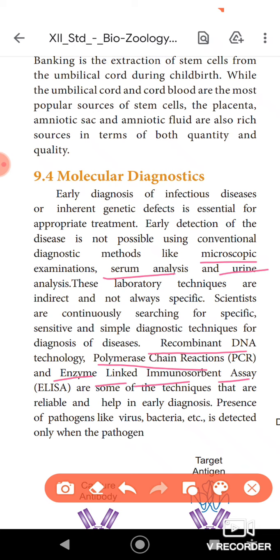So what is the main role of molecular diagnostics? These molecular diagnostic tests are used for early diagnosis, that is the important thing, early diagnosis, and also to detect the presence of pathogens in the given blood and serum, including virus, bacteria, etc. So that is the important use of molecular diagnostics.